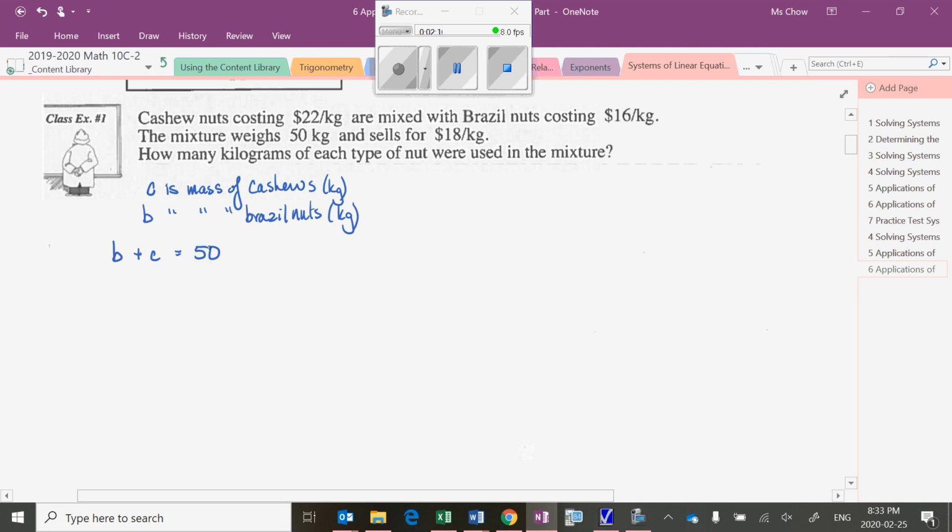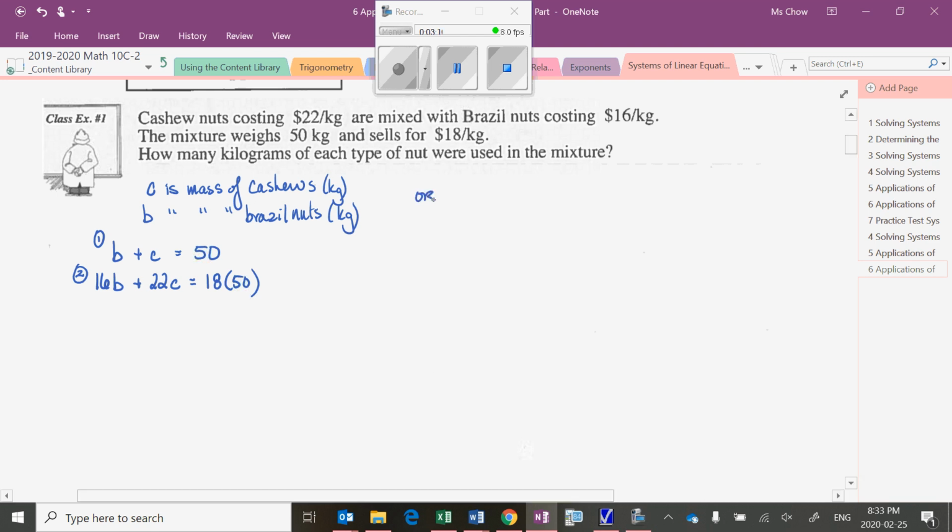Similarly, our second equation is going to be based on the cost of each. The kilograms of Brazil nuts, B times $16 per kilo, so 16 times B, plus the cost for cashews, which is $22 per kilo, and we've got C kilos of cashew nuts, is going to equal a sum total. Our total cost is going to be $18 per kilo. How many kilos do we have? It would be B plus C, but easier than B plus C is actually 50, that total weight. So we've got our two equations and our two unknowns that we can solve for at that point.